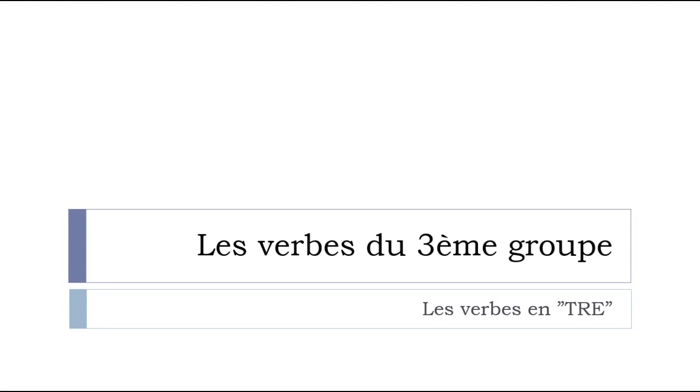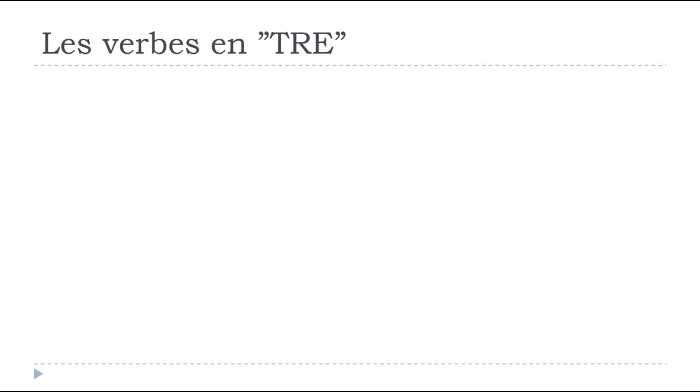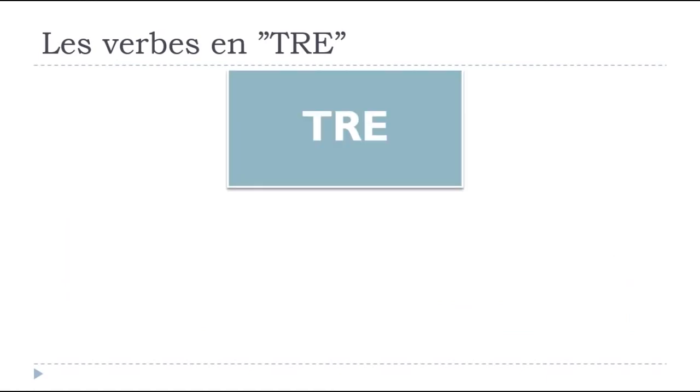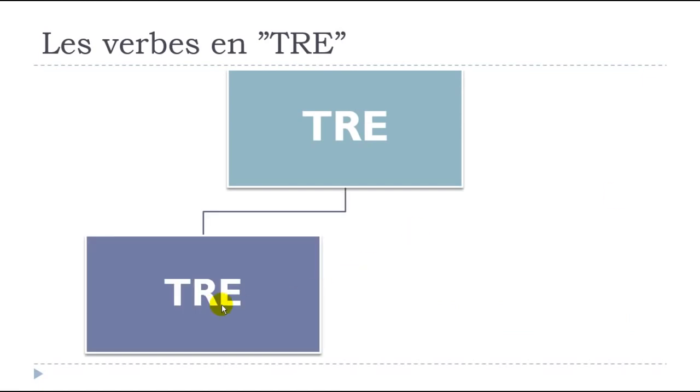Verbes du troisième groupe, and more precisely we'll see together how to conjugate in the present tense the verbs that end with TRE. Okay, so we can start right now. I thought it might be easier to divide them in two groups. The first one would be verbs ending with TRE, so it's not a big surprise.